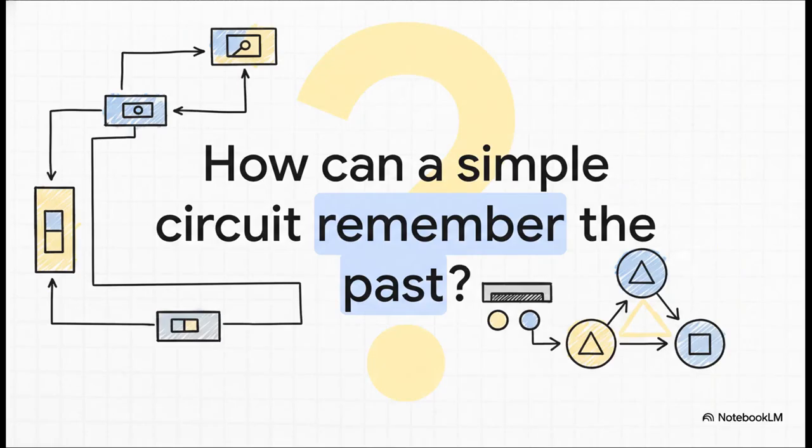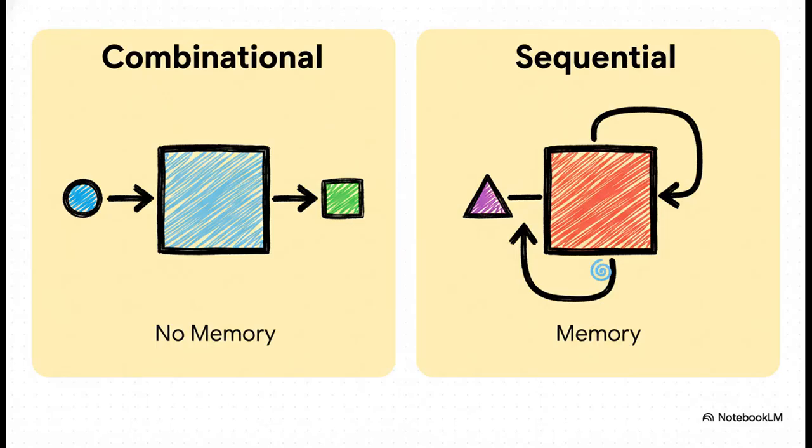So, this is the big question we're tackling today. How can a circuit, which is really just a collection of switches, remember what happened a second ago? You know, how does it know that you put a nickel in before you put in a dime? That ability to react to a sequence of events, not just what's happening this very instant. That's the whole ballgame.